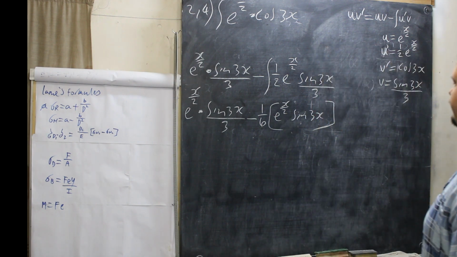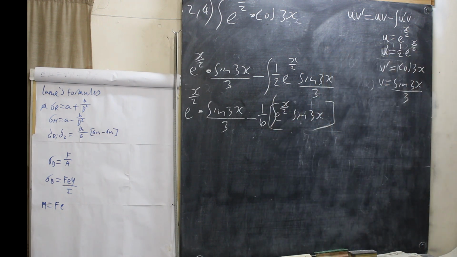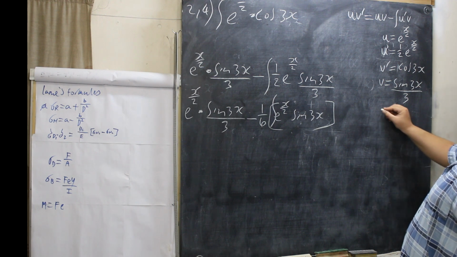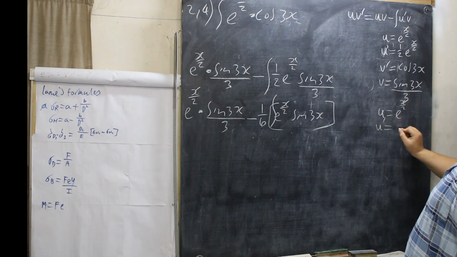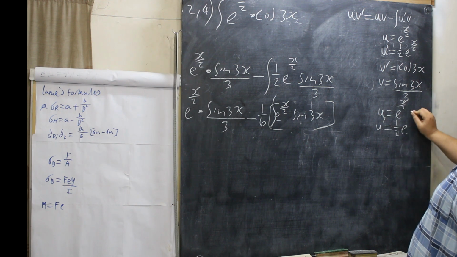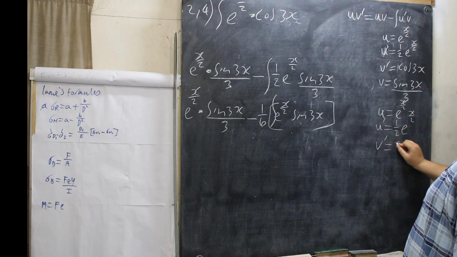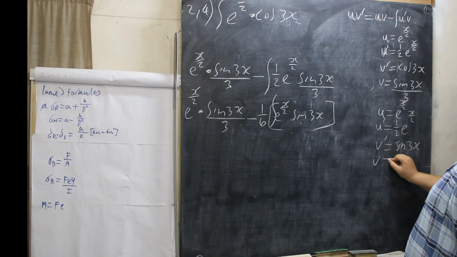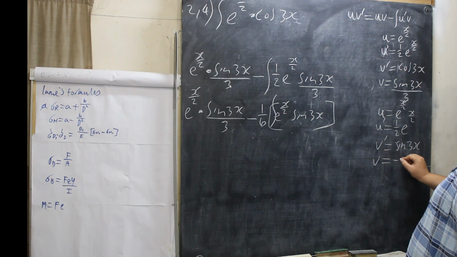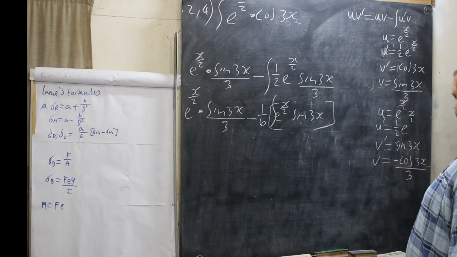Okay, so now this is integrated. So this will be u equals e to the x over 2, u prime equals a half e to the x over 2, v prime is equal to sine 3x, and v is equal to minus cos 3x over 3.